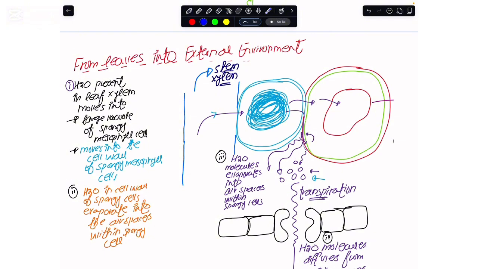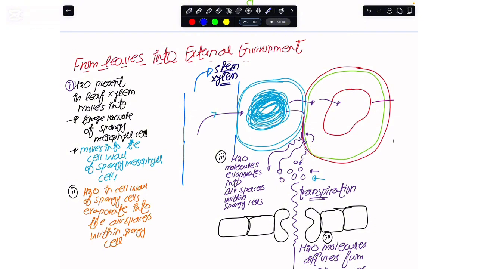The situation that we have to create is that here we have a cell of the spongy mesophyll cells, and in these cells at the center we have a large vacuole, and this large vacuole has water. The water moves into the cell wall of the spongy mesophyll cells, and from here the water evaporates. Why am I saying evaporate? Because the water within the cell wall is in the liquid form. When it goes into the air spaces in the spongy mesophyll, the water changes its state from liquid into the gaseous form. So we say that the water evaporates from the cell wall of the spongy mesophyll cells.